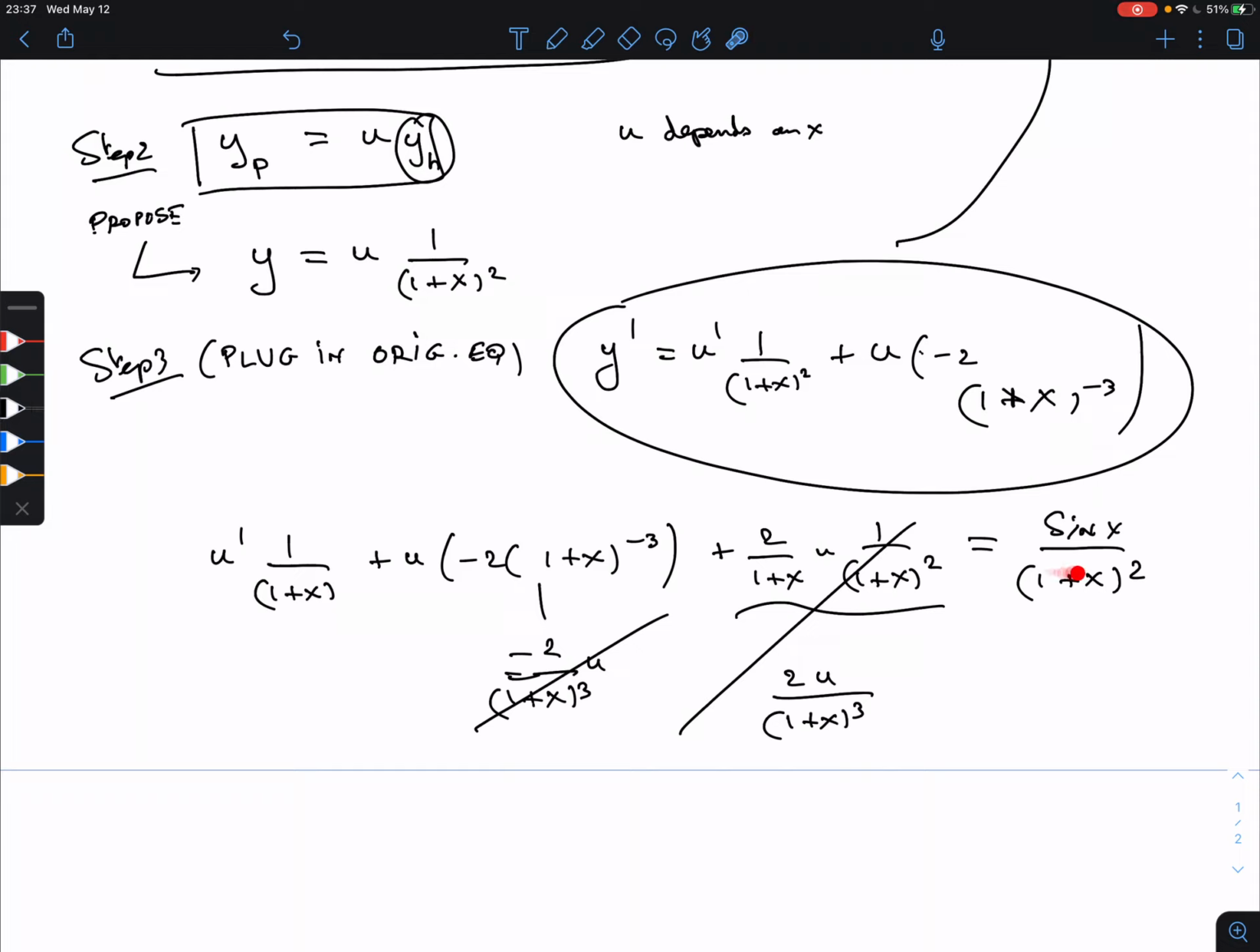This 1 plus x would go here, right? So I would end up with sine x, and only one of the 1 plus x's would cancel. Sine x over 1 plus x, I have no clue how to integrate that. It sounds simple, but I have no idea. You think integration by parts? No, it doesn't work. These are just these simple integrals, but perhaps there's a method to solve them, but I don't know them. So luckily, this is not the case.